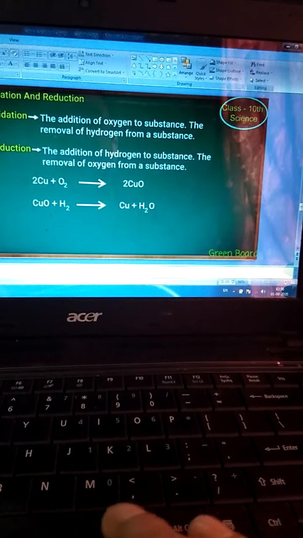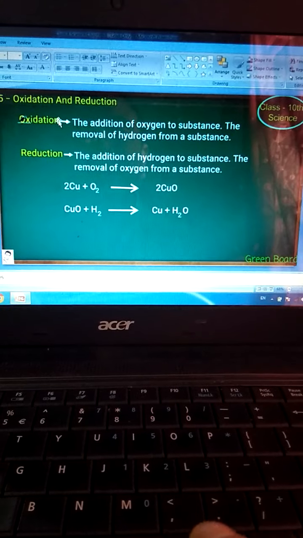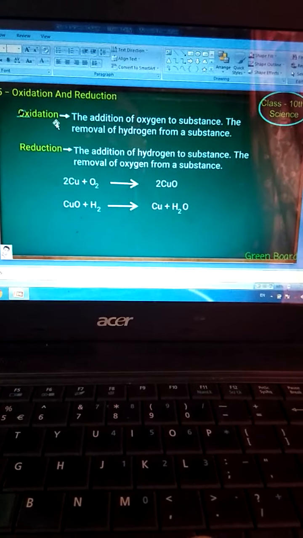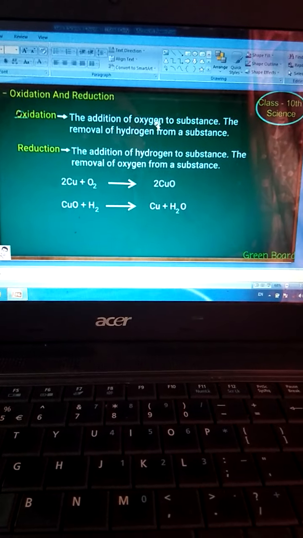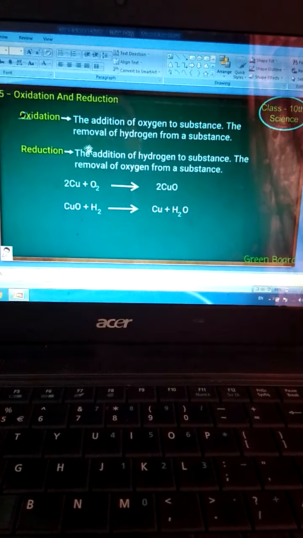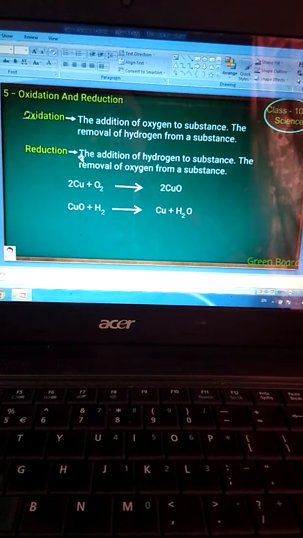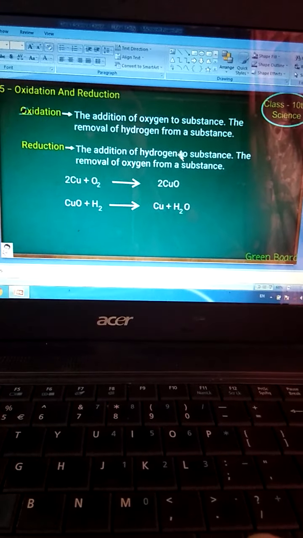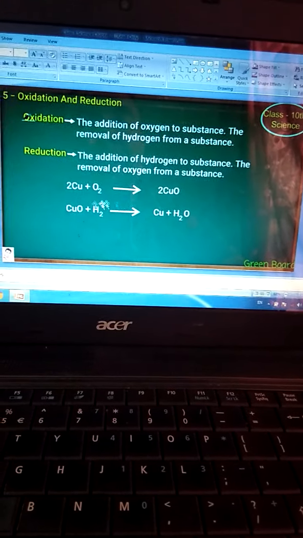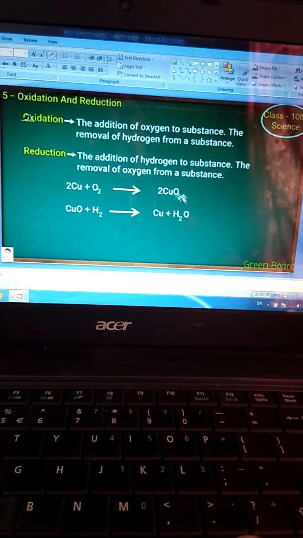So after that we are going to see the fifth type of reaction, that is oxidation and reduction reaction. Now oxidation, what is oxidation? The addition of oxygen to a substance, the removal of hydrogen from a substance. So either adding of oxygen or removing of hydrogen is called oxidation. And reduction means the addition of hydrogen to a substance and the removal of oxygen from a substance. Here we can see copper plus oxygen, copper oxide. So this is an example of oxidation reaction.